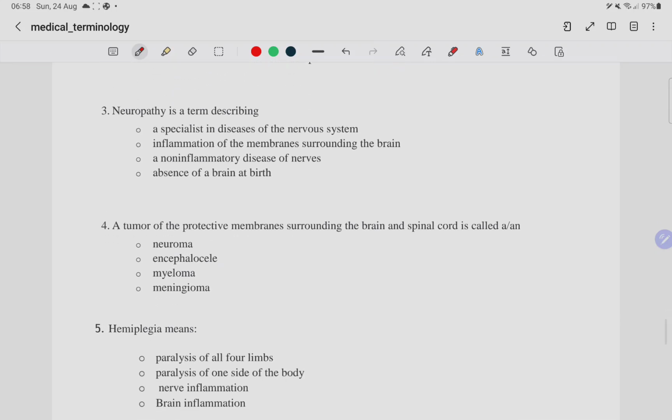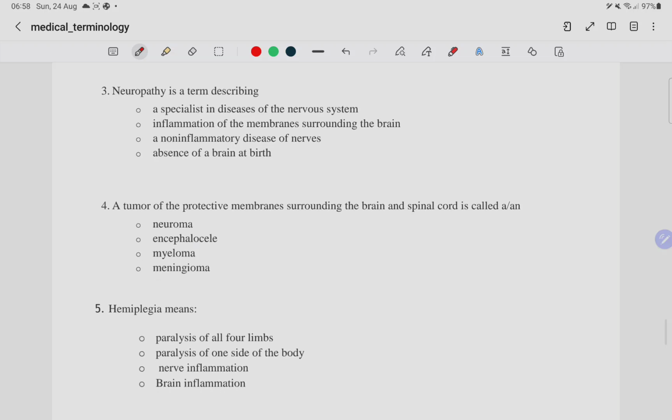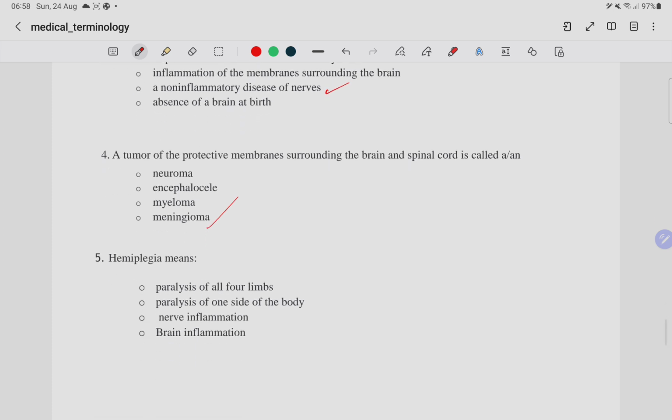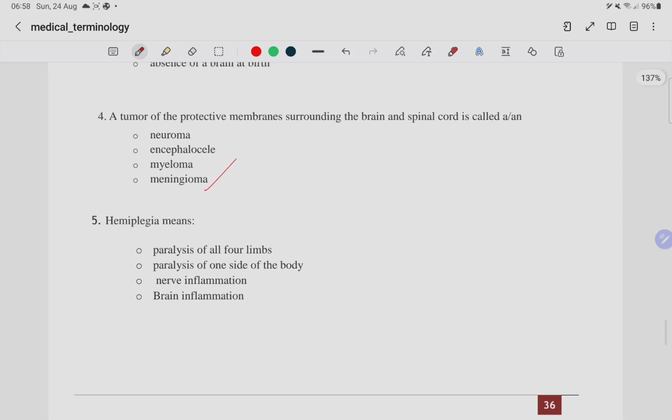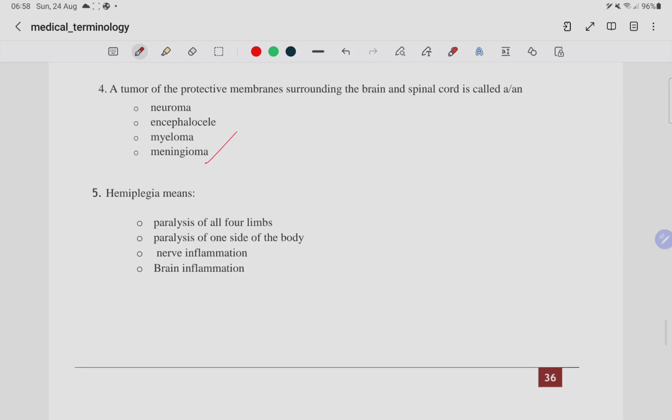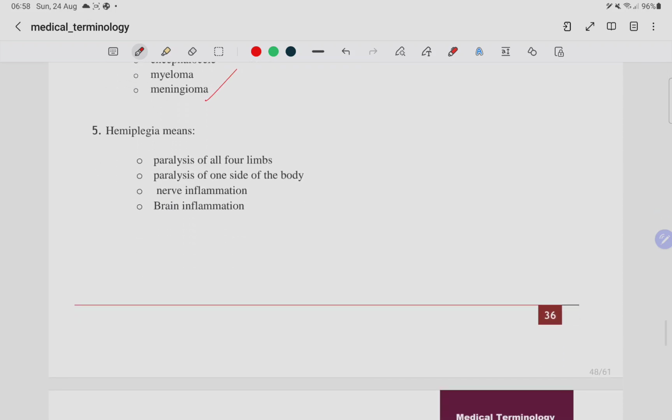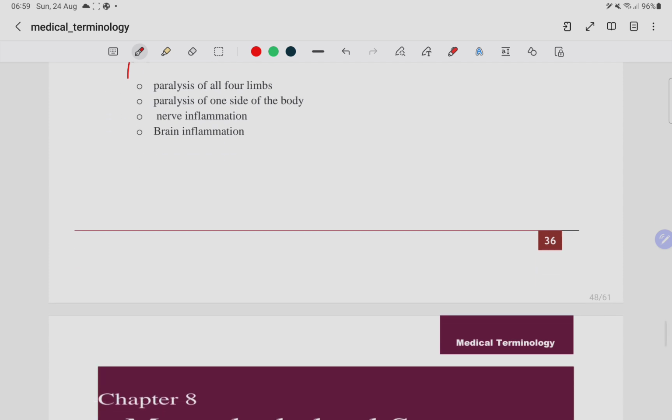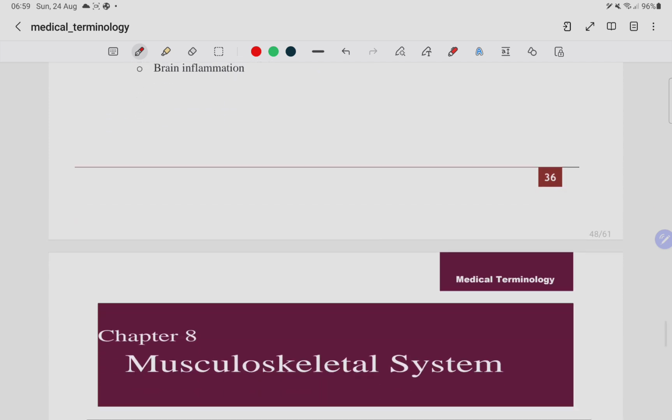Neuropathy means a disease in the nerves. The tumor of the protective membrane surrounding the brain and the spinal cord is called meningioma. It is the thing that comes outside the membrane. Membrane means meninges, surrounding the brain. Hemiplegia: hemi means half, and plegia means paralysis. So paralysis of half of the body, one side of the body.